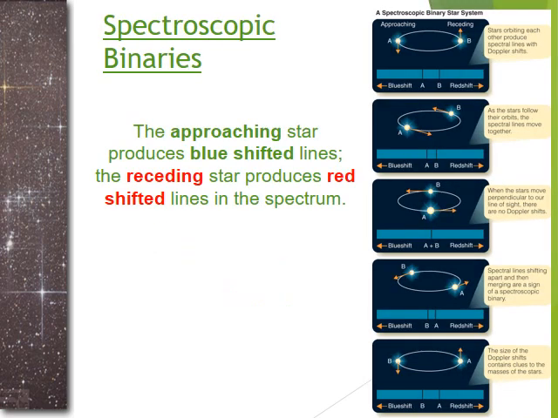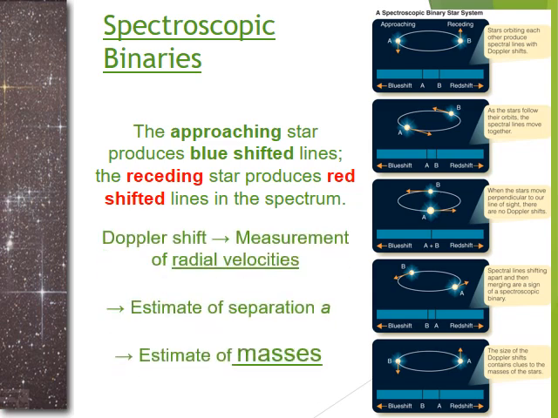More common is going to be what are called spectroscopic binaries, and that's where the stars are indeed orbiting each other, but the plane on which they are orbiting each other does not kind of line up with our line of sight. It's somewhat inclined with respect to our line of sight. But nevertheless, they are going to be tugging on each other, and that's going to produce a certain amount of redshift or blue shift. It's going to be a certain Doppler shift on the spectra of these stars.